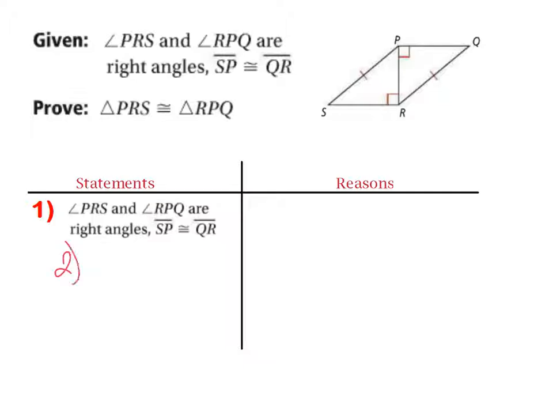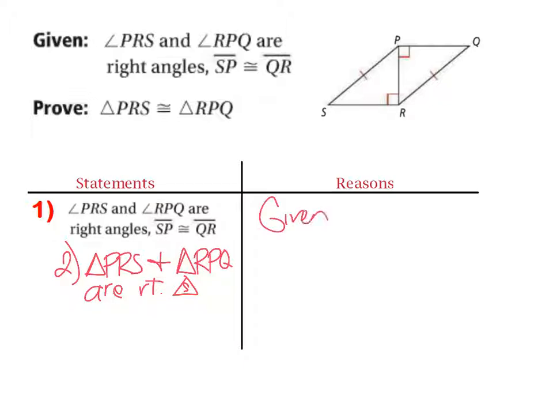I have to put in step 2, and I have to say triangle PRS and triangle RPQ are right triangles. And the reason for that is pretty much just the definition of a right triangle. It's a triangle that has a right angle. I was told that I had right angles, so I know then that they are right triangles. Now I have my right triangles. I've got one congruence. I need the other congruence.